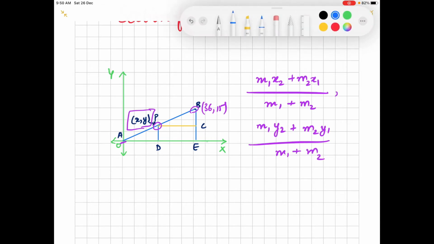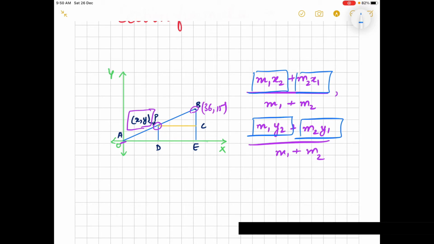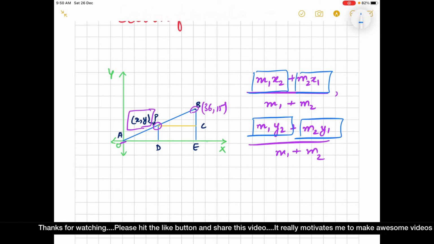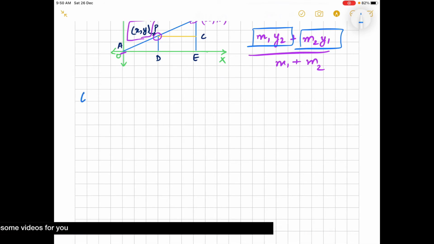As you can see, the similarity between these two formulas is that in the x coordinate formula, m is getting multiplied with only x, and in the y coordinate formula, m is getting multiplied by the y coordinates. You can remember this formula to solve the questions, because we can see different types of questions based on this formula. So let's understand this concept with the help of a simple question first.